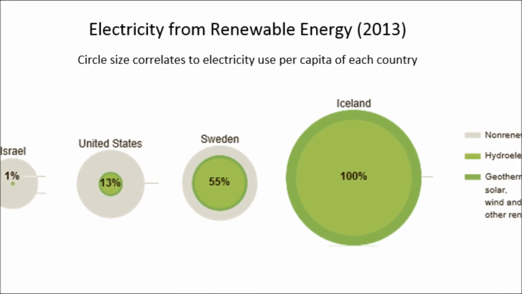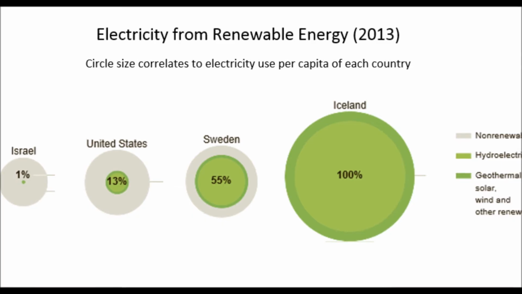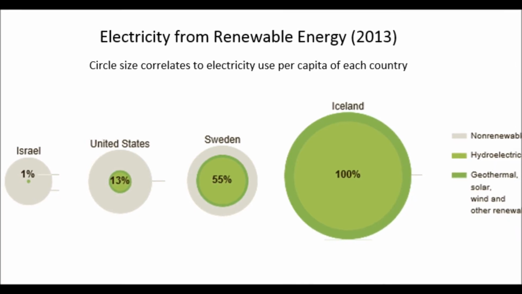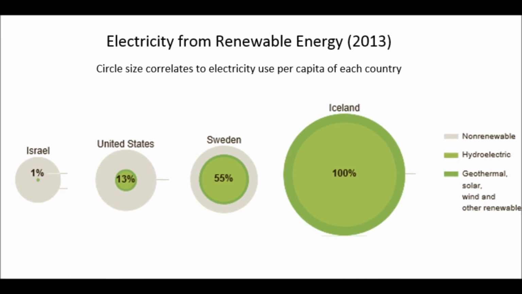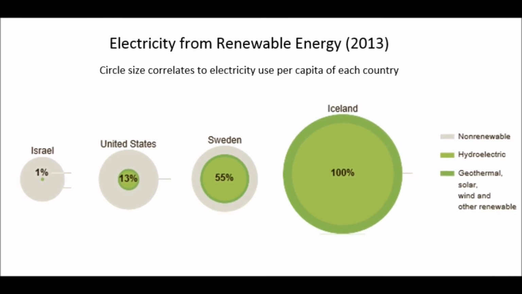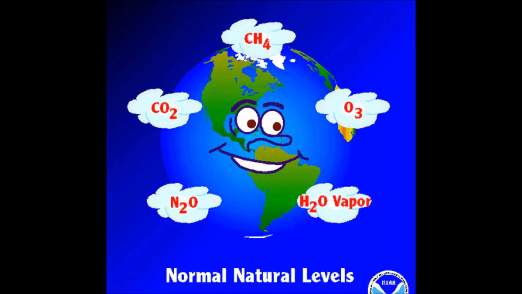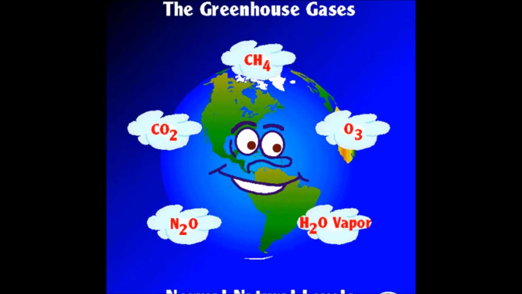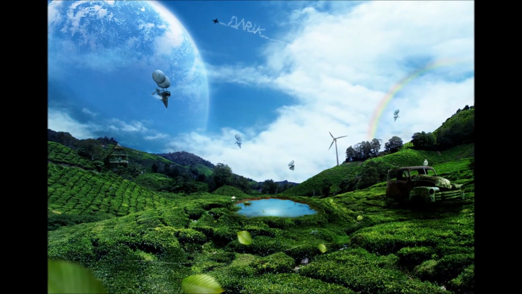As of 2013, 100% of the energy in Iceland was coming from renewable resources, while only 13% of the energy created in the United States was coming from those same sources. This needs to increase in the US and around the world, not only to lower the amount of greenhouse gases emitted into the atmosphere, but to ensure that the future of our planet remains in pristine condition.